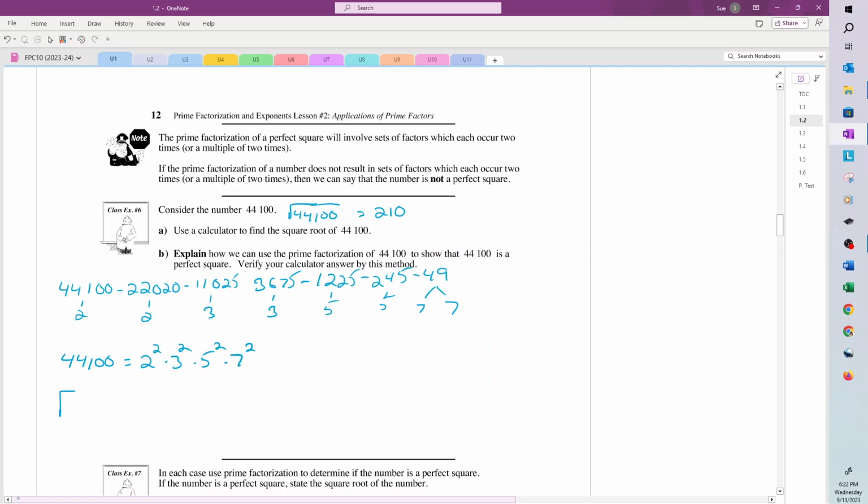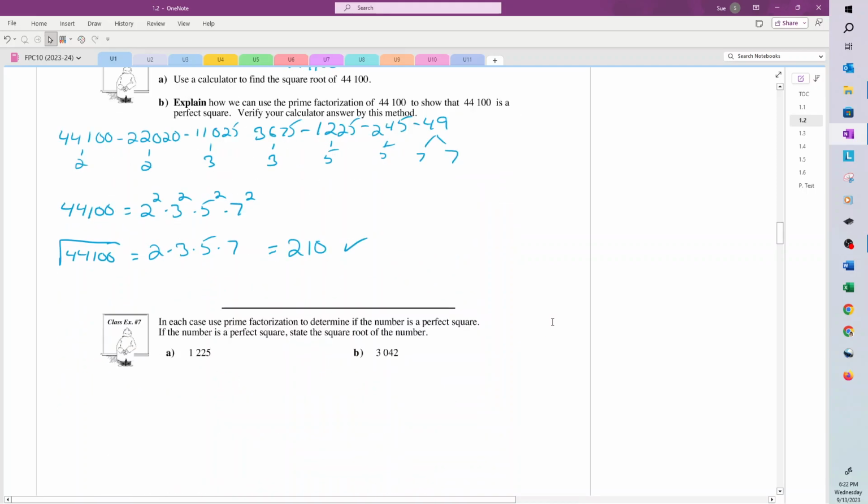So the square root of 44,100 is going to equal one of the 2's, one of the 3's, one of the 5's, and one of the 7's. And then I take my calculator out and I get 210, which is what I wanted it to be. Yahoo! All right, next example.